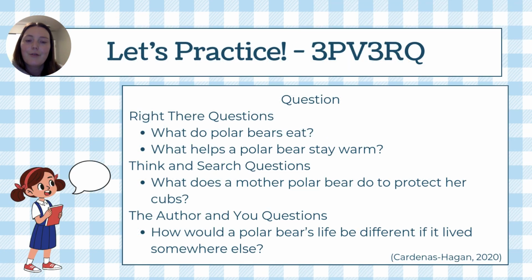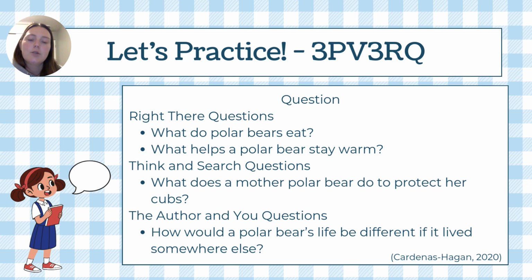The last part of 3PV, 3RQ is question. Cardenas-Hagen describes 3 different kinds of questions to use that kind of increase in complexity. So the first kind of question is a right there question. I think of it as the answer being right there. It's easily found in the text. It's the most basic kind of recall question. So for our story, an example of that would be, what do polar bears eat? And what helps a polar bear stay warm?